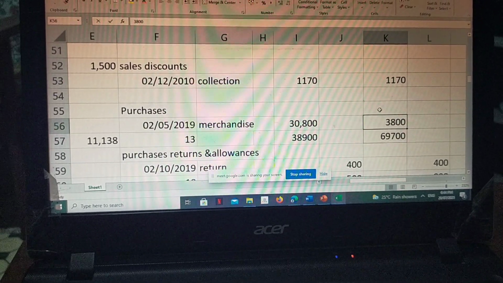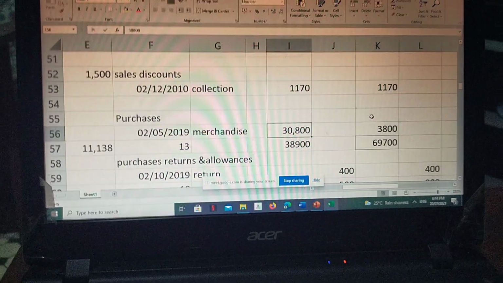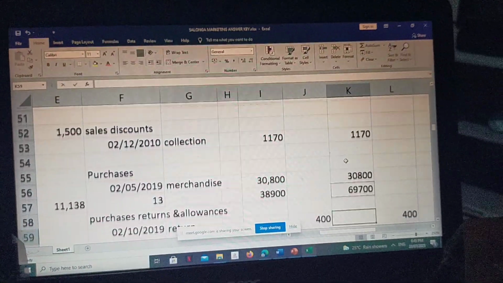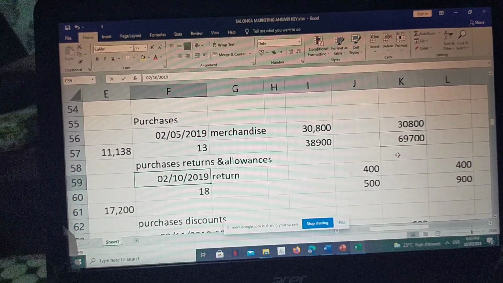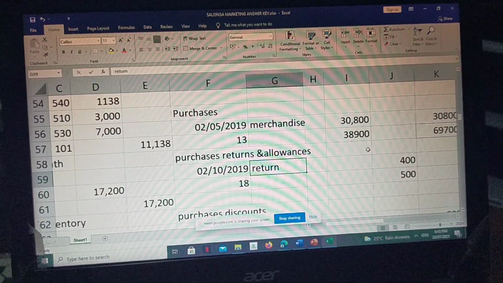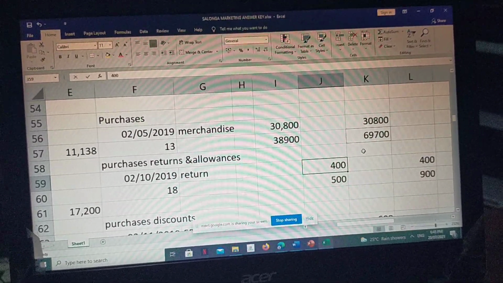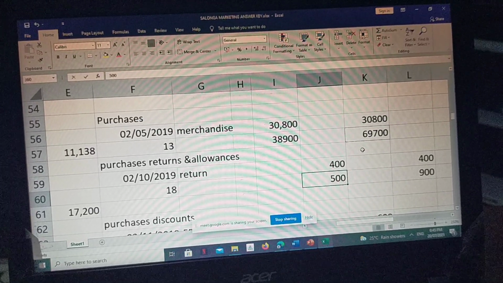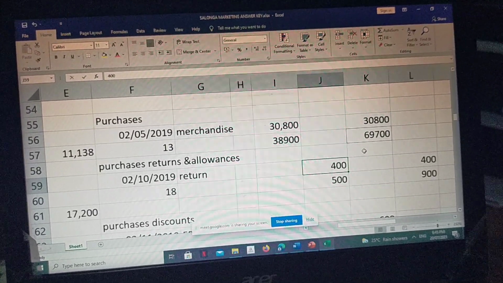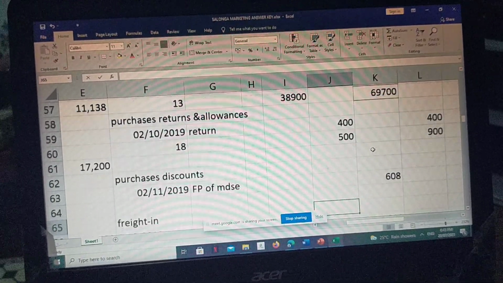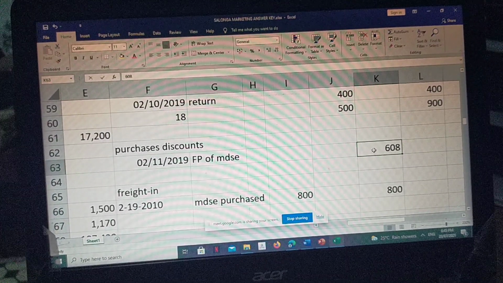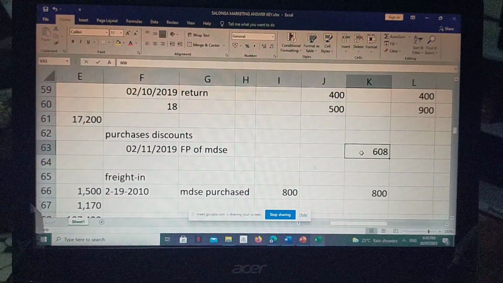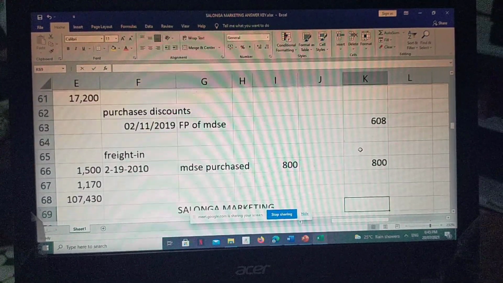Ito po, purchases. And then, again, for the purchases, returns, and allowances, we have here on February 10th, return of 400, the memorandum one. And then, ito yung on 18th, the cash-based purchases. Kasi itong 400 na memo is an accounts payable. Okay? Yung purchases discount mo, the one that was granted to you by your supplier, I should say, is 608, the 2%. And then yung freight in na 800.